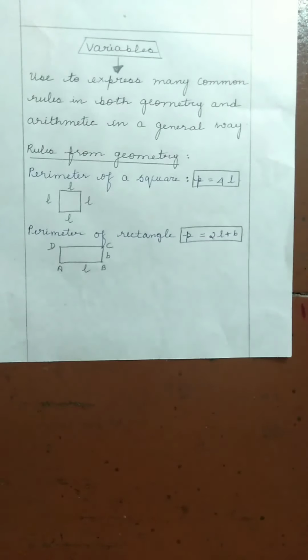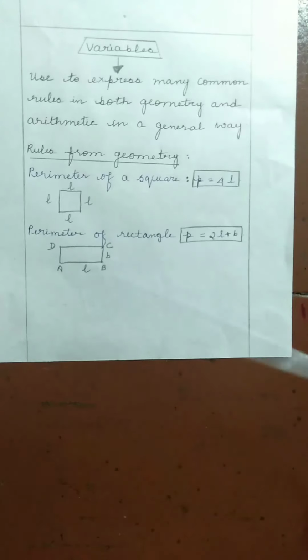Therefore, this L is also a variable. These variables help us to write the formulas of different shapes in geometry. For example, a square. The perimeter of a square is expressed as P is equal to 4L.